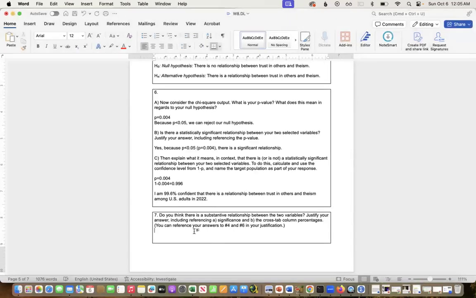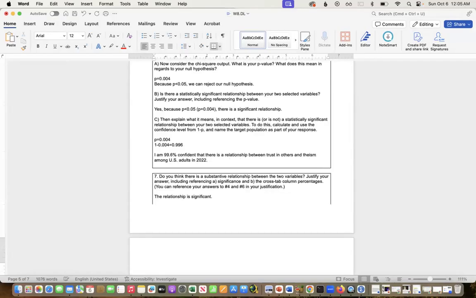Okay, next we want to see if it's substantive or not. The first thing for it to be substantive is it has to be significant, because if we're not confident that the relationship even exists, we're not going to claim that it's a sizable one. If we look at number 6, we can see that we said it is significant. So the relationship is significant, so it could be substantive.